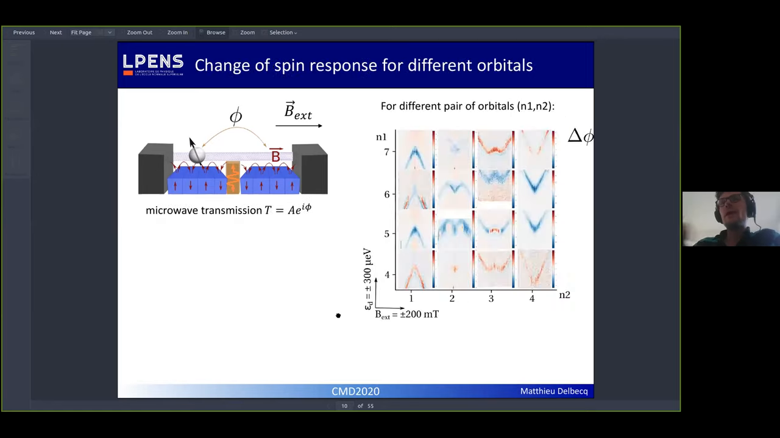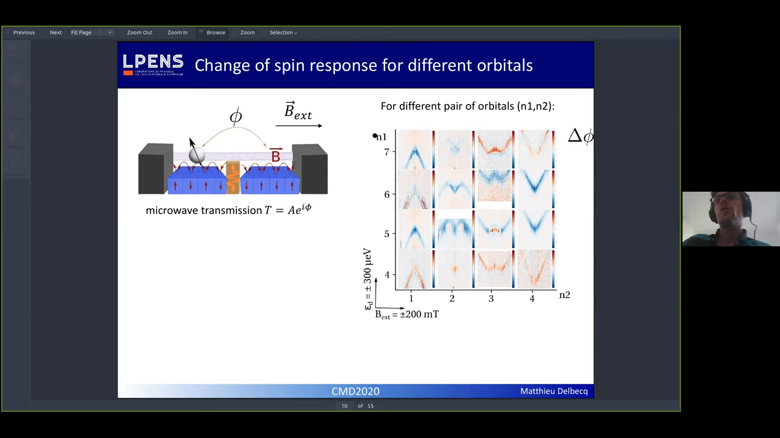And we can repeat that for various pairs of electron occupancies of both dots. Each subplot here is similar to the one we have seen earlier in the previous slide. The magnetic field is swept from minus 200 millitesla to plus 200 millitesla, and the detuning in energy from minus 300 microelectron volt to plus 300 microelectron volt. Each subplot corresponds to a pair of electron occupancy orbitals on this double quantum dot.